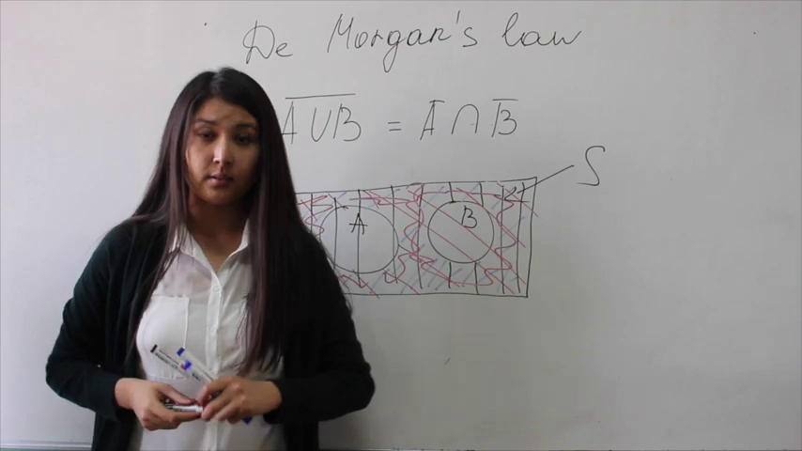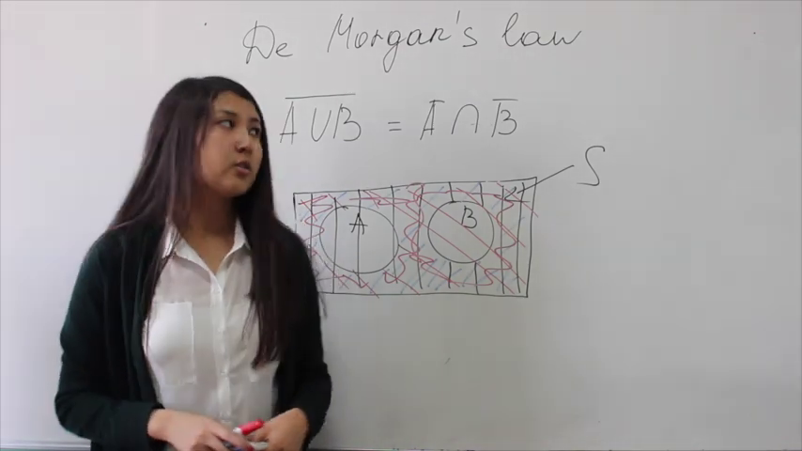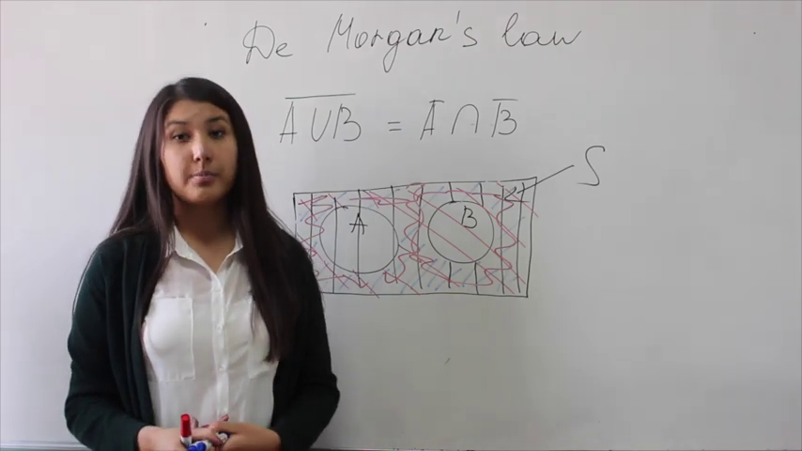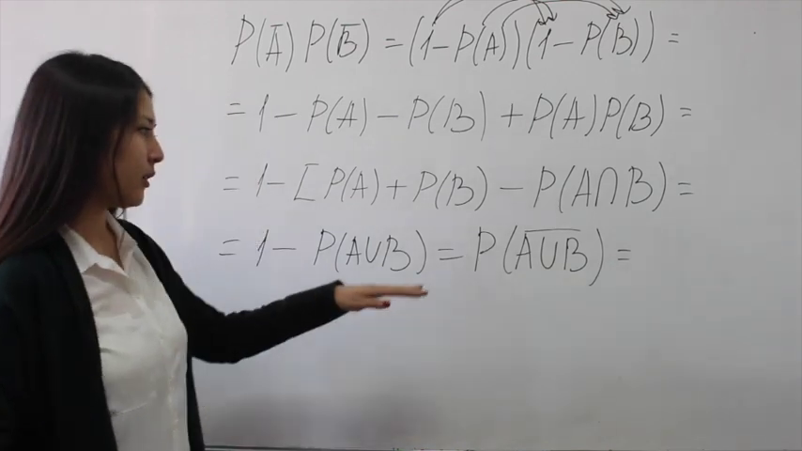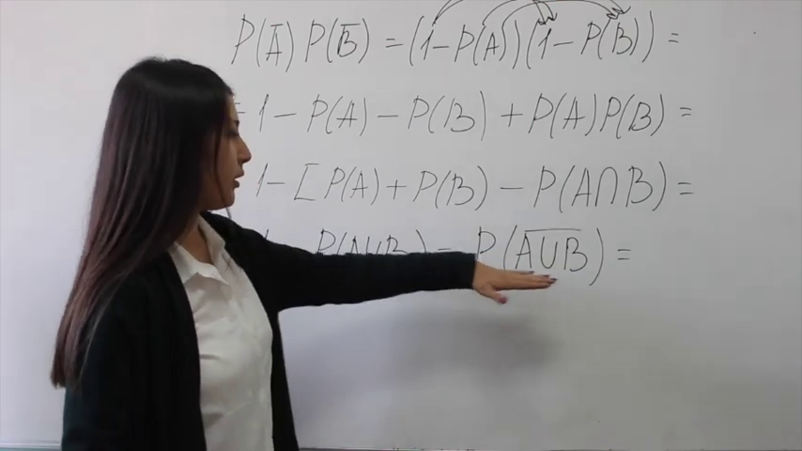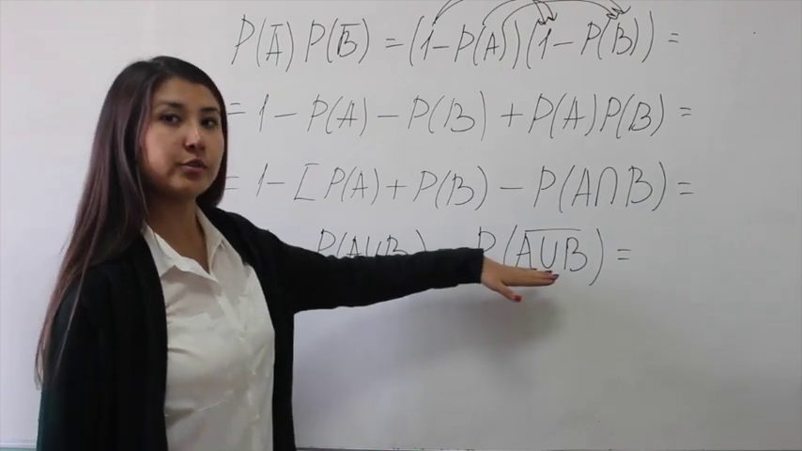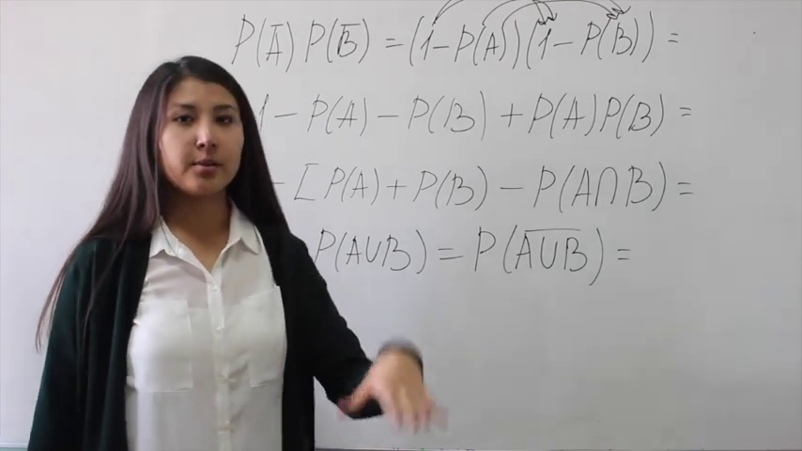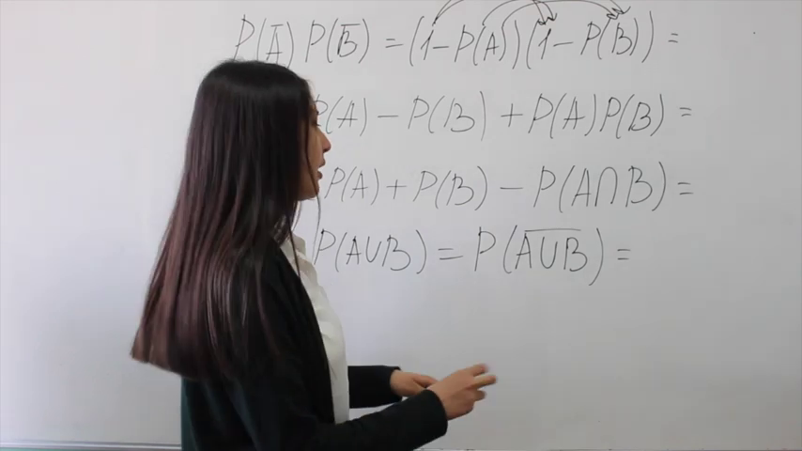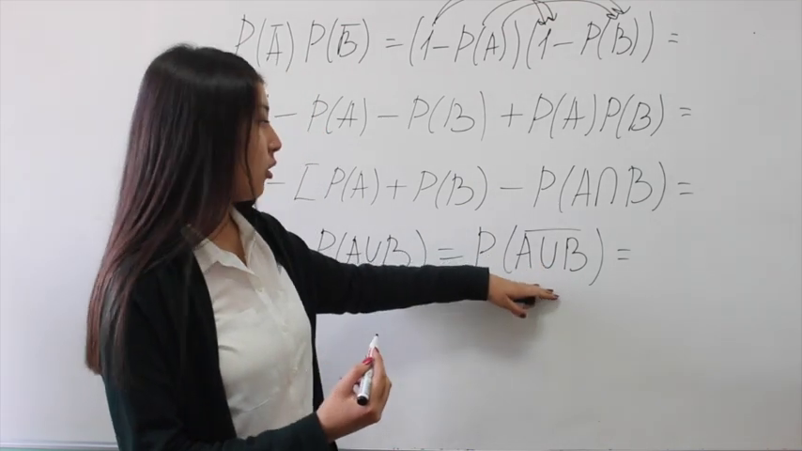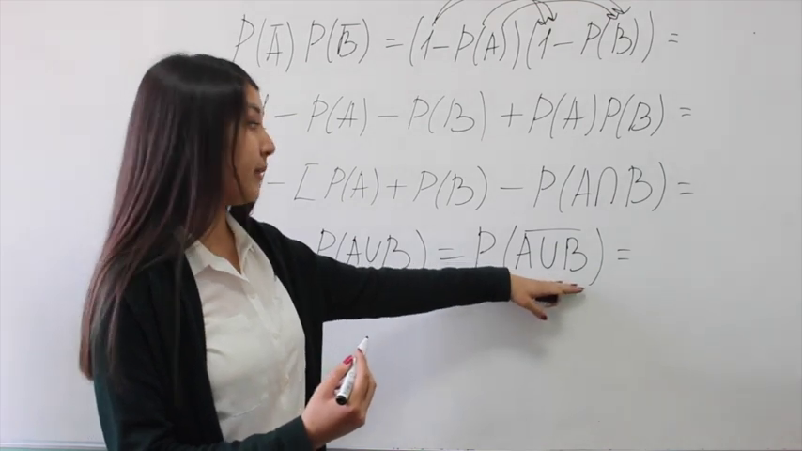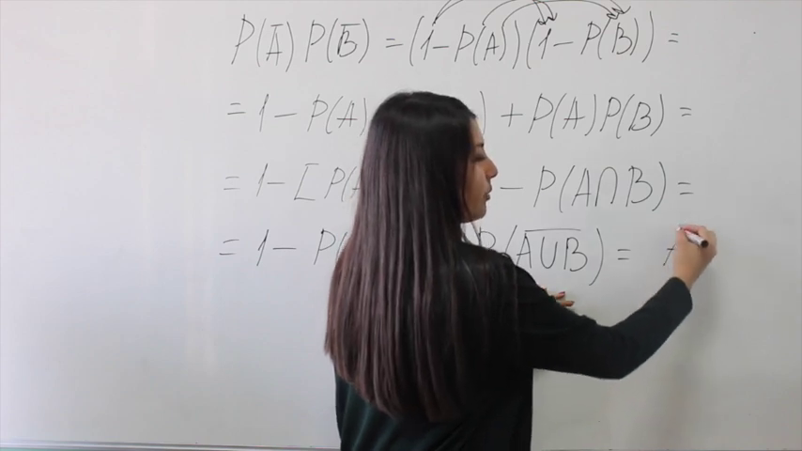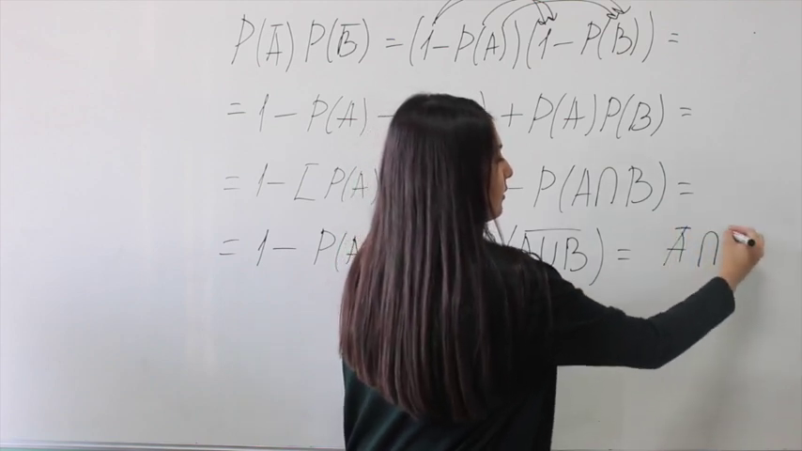So we can proceed and use De Morgan's law to prove that, given that A and B are independent events, their complements are also independent. As you remember, we stopped at the point where we derived the probability of the complement of A union B, and now we know what De Morgan's law is, and we can use it. According to De Morgan's law, the complement of A union B is the same as the intersection of A complement with B complement.